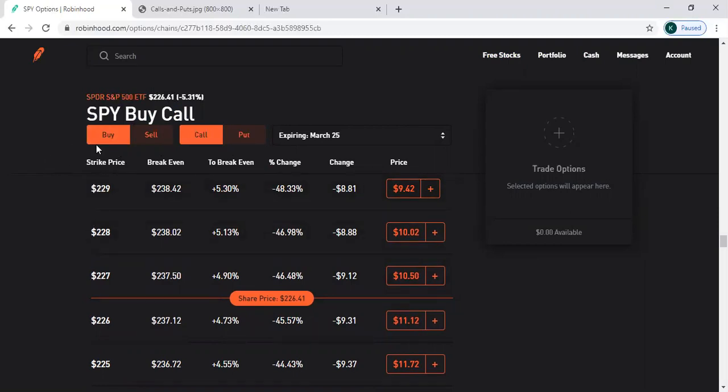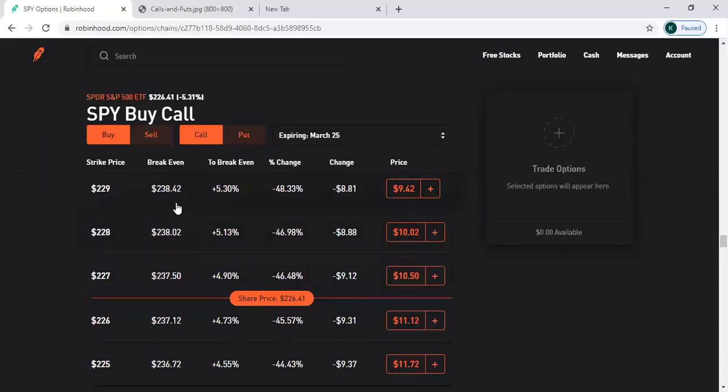When we say a buy, a buy is when you're going to buy a stock. Sell is obviously when you're going to sell a stock. Now a call, like Amir mentioned, is when we're basically thinking that the stock is going to go up.